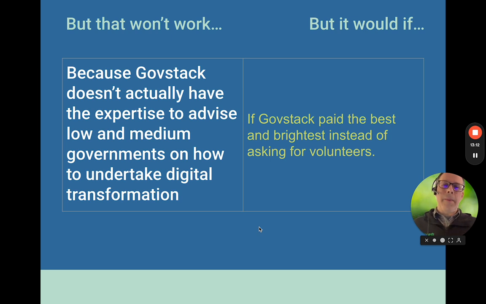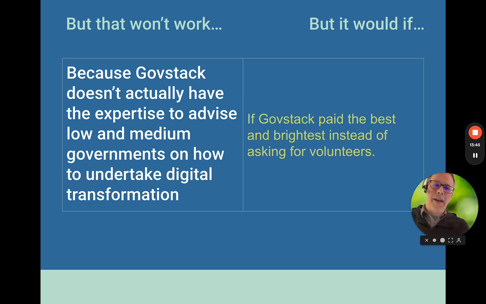But it's not going to work because GovStack doesn't actually have the expertise to advise low and medium income governments on how to undertake digital transformation. This is a pretty hard job, but it would work if GovStack paid the best and brightest instead of asking for volunteers. Now, I think you see the problem right away. So if we're going to advise low and medium income country governments on how to effect digital transformation, we should approach this with a little bit of humility here.